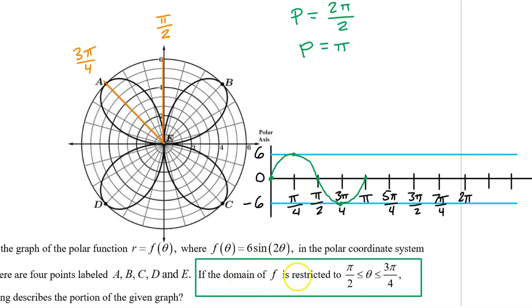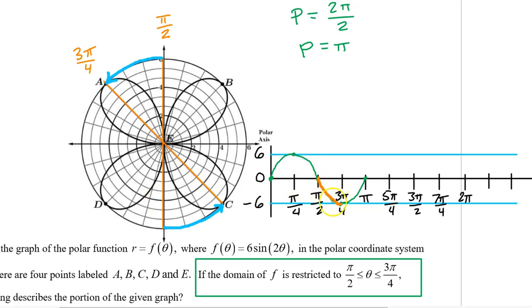If the domain is restricted to the interval from pi over 2 to 3 pi over 4, on the polar graph, we are talking about the interval from here to here. On the rectangular graph, we are talking about the interval that goes from here to here. Because of the negative r values, as theta moves from pi over 2 to 3 pi over 4, the graph will appear in the opposite quadrant, and it will be drawn specifically from here to here.